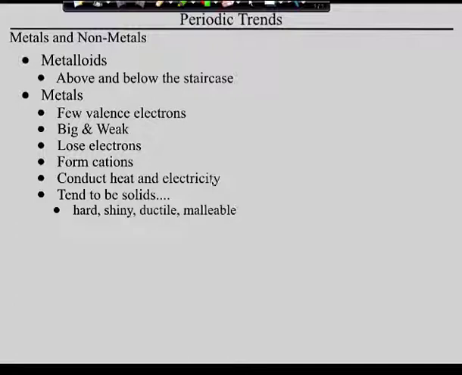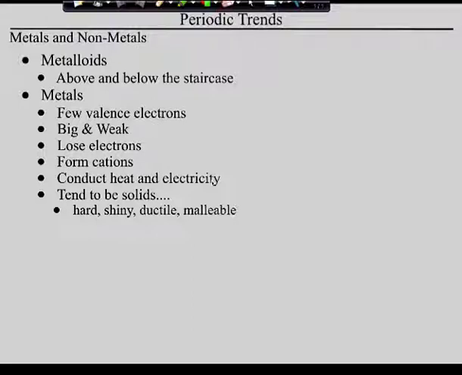And their solids tend to be hard, which means hard, shiny, which means shiny, ductile, which means you can stretch it out like taffy, and malleable, which means smushable. If you hit a metal with a hammer, it dents or flattens. It doesn't shatter. So malleable is the opposite of brittle. So their solids tend to be hard and shiny and ductile and malleable, and that's all because, well, we'll find out later, it's all because of their electrons.